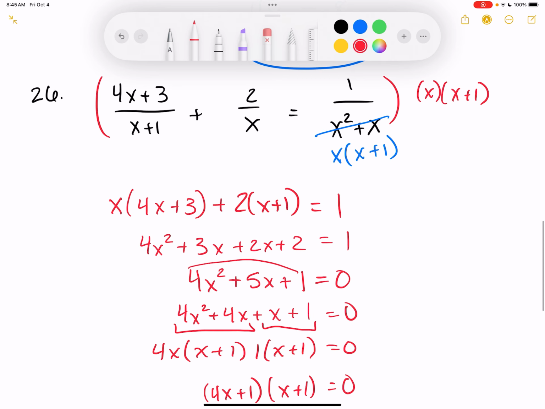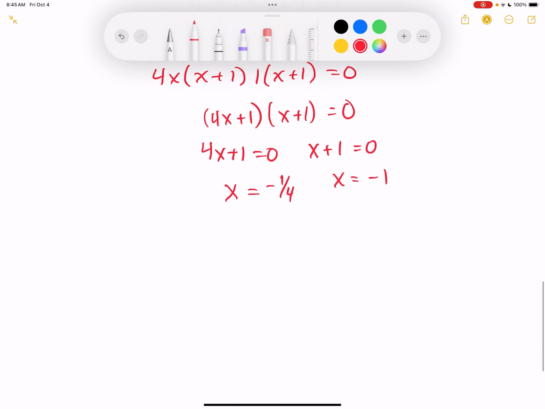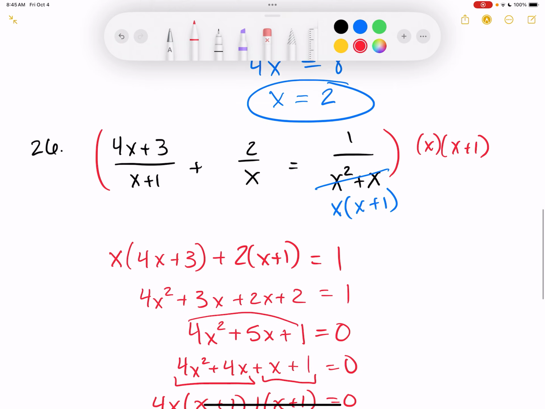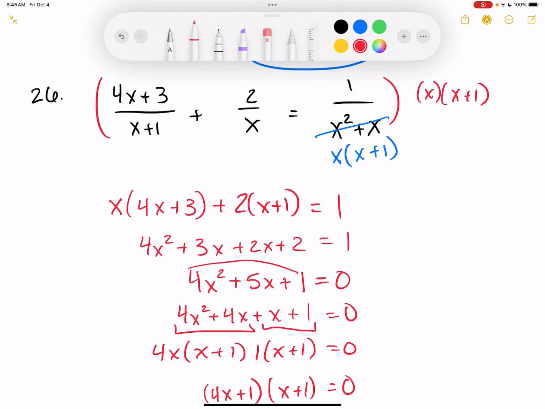What about the denominator? It can't be 0. So I need to look at these two numbers, negative 1/4 and negative 1, and check to see if they work. If the denominator becomes 0 in any of them, that solution doesn't work.